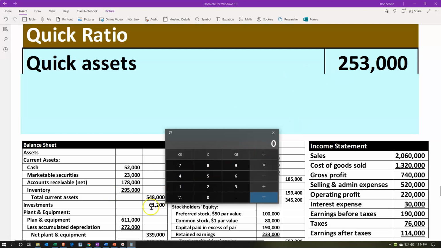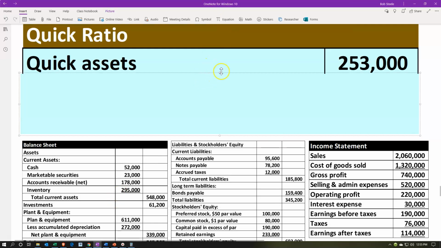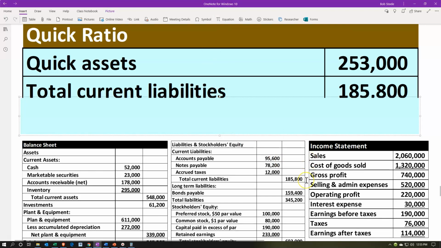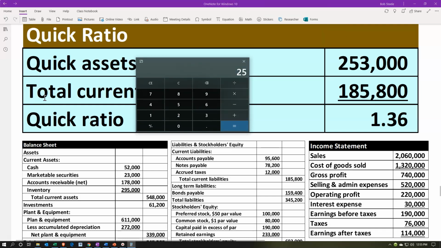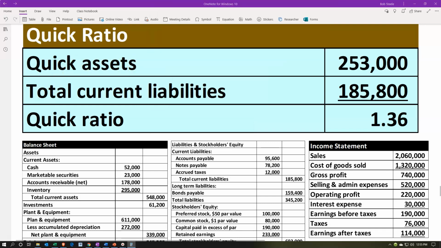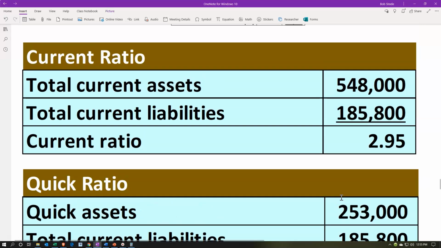You can also calculate that as current assets of 548,000 minus the inventory of 295,000. That's going to give us the 253. We're going to be comparing that then to the same liabilities that are going to be due within a year, meaning the current liabilities. And that's going to give us our quick ratio, sometimes called an acid ratio. So that's going to be the 253,000 divided by the 185,800. And that's 1.636 about.